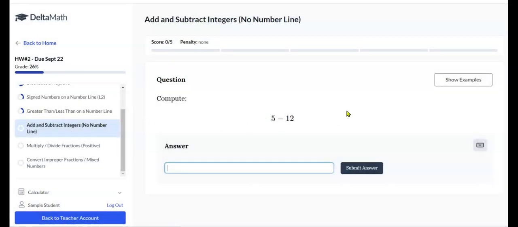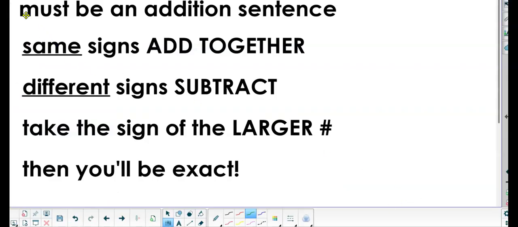Let's try adding and subtracting some integers without using our calculator. So here's the rule when adding or subtracting integers. It must be an addition problem. That means there must be an addition sign in between these two numbers in order for us to combine them together. And once we create an addition problem here, then we can follow the addition or combining rules. The rules are simple. It must be an addition sentence, and if the signs of the two numbers are the same, you add the digits together. If the signs of the two numbers are different, you subtract. You take the sign of the larger number, and then you'll be exact.